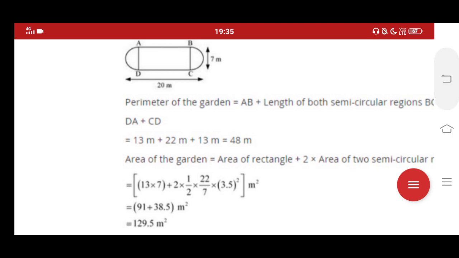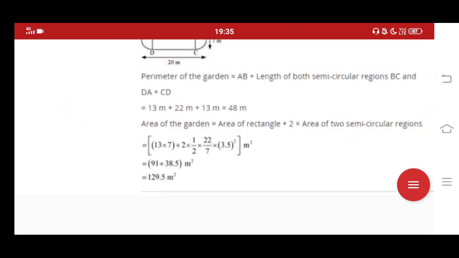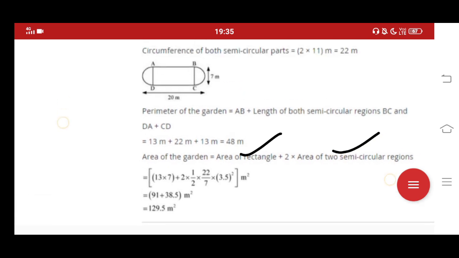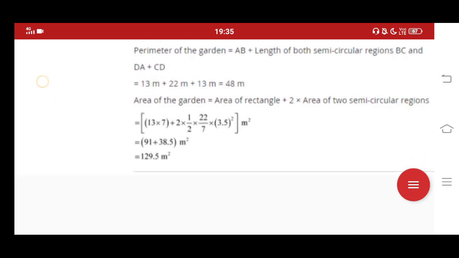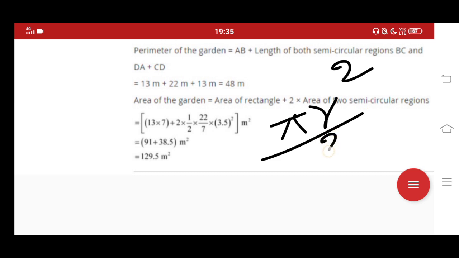Okay, now next thing, see here, the area of the garden. The area of the garden means the area of a rectangle plus the area of 2 semicircles. If we include the area of these 2 semicircles, then we will get a complete circle. Area of a rectangle means length into breadth. Now the area of 2 semicircles: the area of a circle is pi r square. But if we ask for the area of a semicircle, then we will divide it by 2.